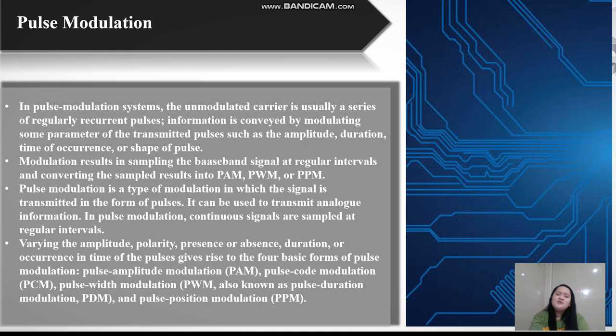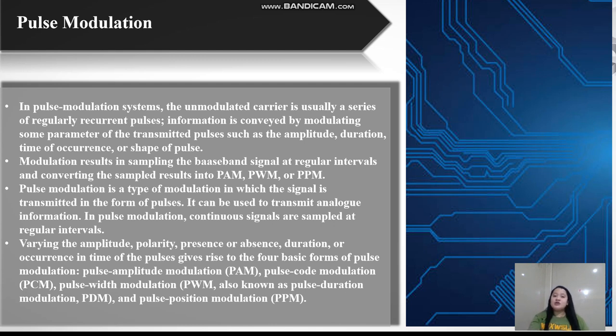So what is pulse modulation? In pulse modulation system, the unmodulated carrier is usually a series of regular recurrent pulses. Information is conveyed by modulating some parameter of the transmitted pulses such as amplitude, duration, time of occurrence, or shape of pulse. Modulation results in sampling baseband signals at regular intervals and converting the sample results into PAM, PWM, or PPM. So, pulse modulation is a type of modulation in which the signal is transmitted in the form of pulses.